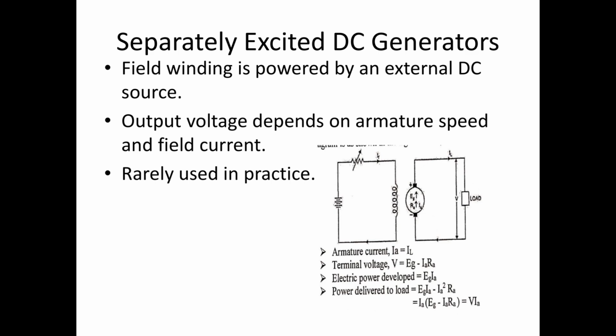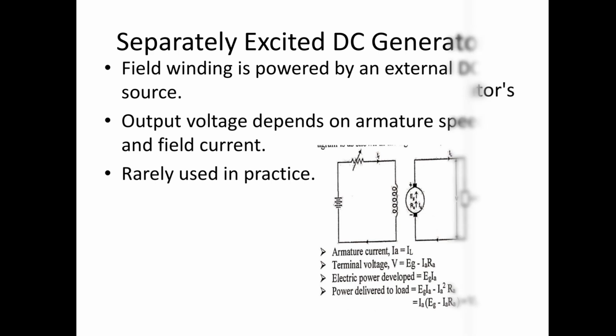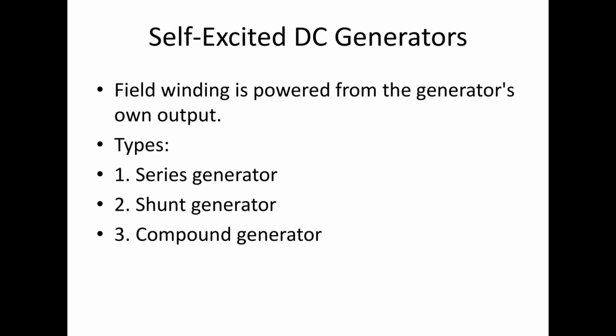Here is the circuit diagram. Armature current, I equals IL. Terminal voltage, V equals EG minus IR. Electric power developed is EG into IA. Power delivered to load is IA multiplied by EG minus IR, which equals V into IA.